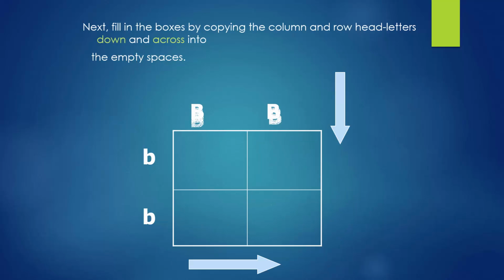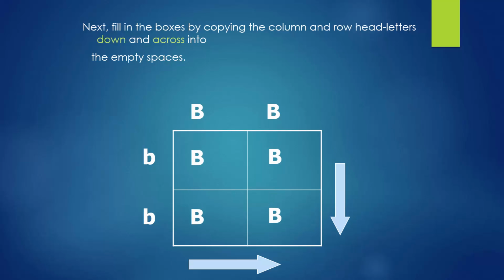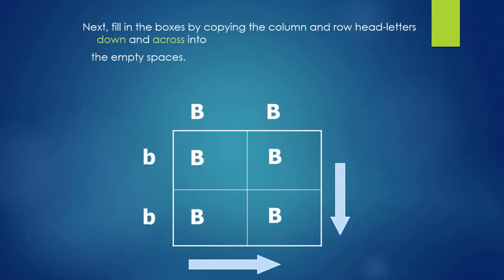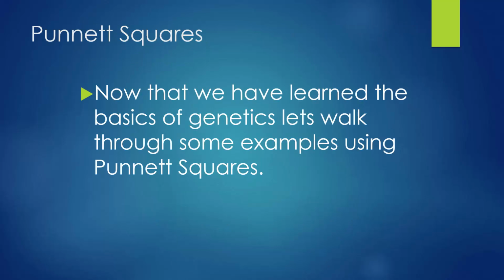So, capital B's go down, fill in the available spaces, then the other parent also gets filled in. Okay? Capital B's go down. Now these could be lowercase b's too. It doesn't have to be. Just for this example, we're dealing with capital B's. So capital B's go down and fill in the open spaces, and then these B's go over and fill in those spaces. Okay? And that is how you complete a Punnett square.